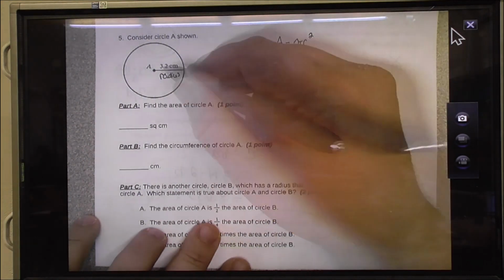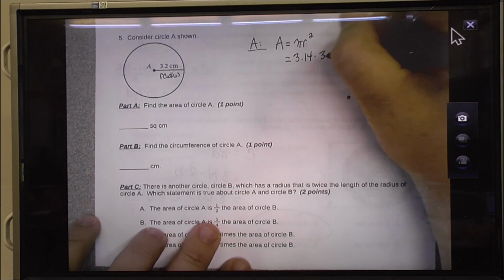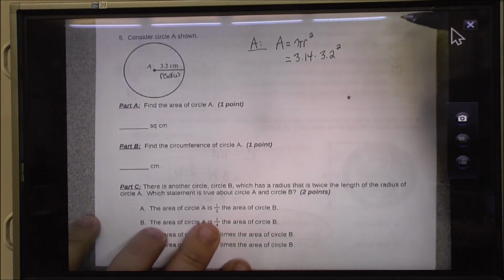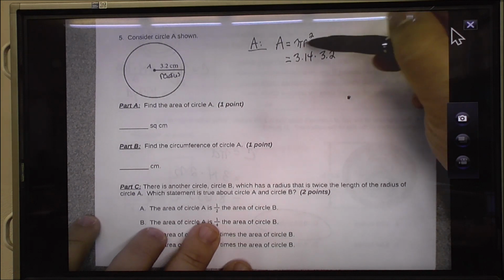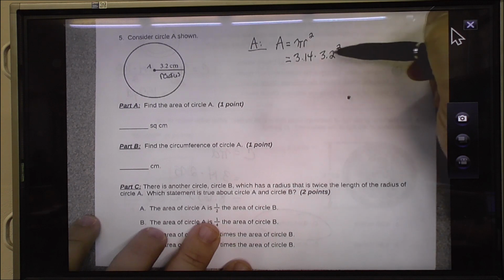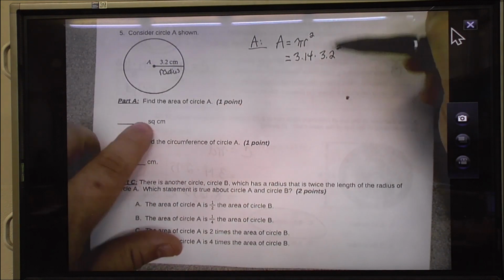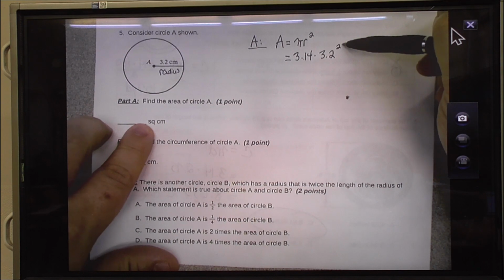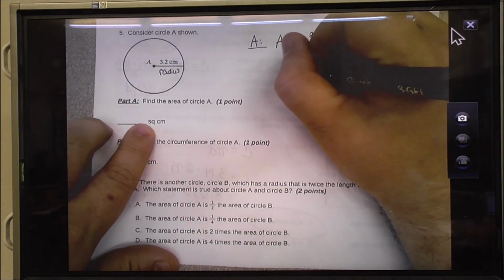So pi 3.14 times, we need our radius for this problem. So that radius is 3.2. And we gotta square that. Can't forget the square. That was a problem on quite a few tests too. You didn't go back and make sure, okay, I got pi. Do I have the radius? Yep, that's my radius. And did I square it? Yeah, I squared it. Okay, we don't divide anything this time.